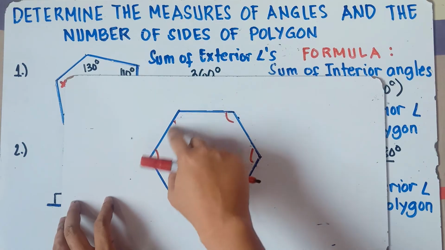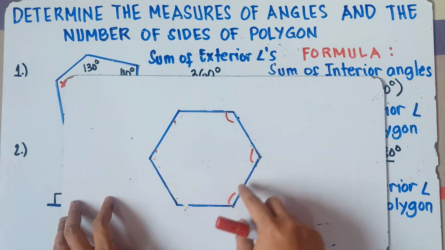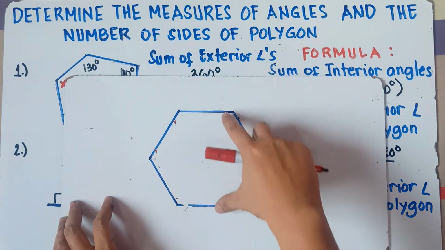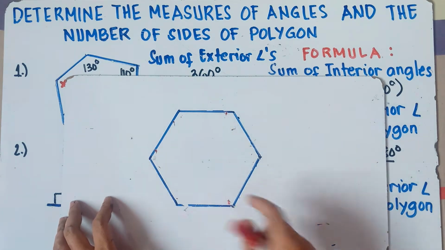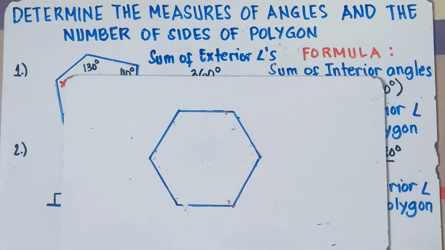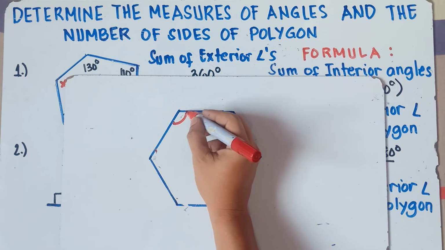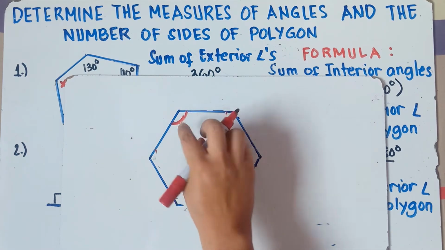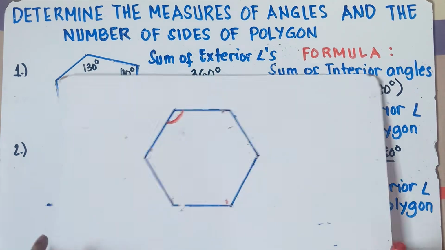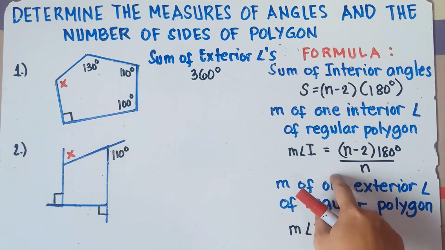So just in case we have a regular hexagon, this is a regular hexagon because the sides are equal as well as the angles. Now if the teacher asks for the measure of one interior angle, we can find the measure of this one interior angle using this formula. And we will have examples later on for this one.